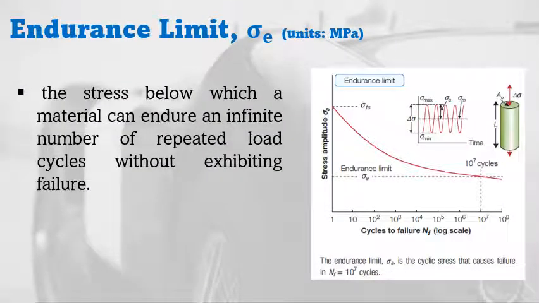Then we have the endurance limit. Cyclic loading can cause a crack to nucleate and grow in a material, culminating in a fatigue failure. The stress below which a material can endure an infinite number of repeated load cycles without exhibiting failure is called the endurance limit. Say for example here in this material that you can see in the illustration, the material fails after 10 to the power of 7 cycles, and this is the endurance limit of this material. This endurance limit is also known as the fatigue limit.